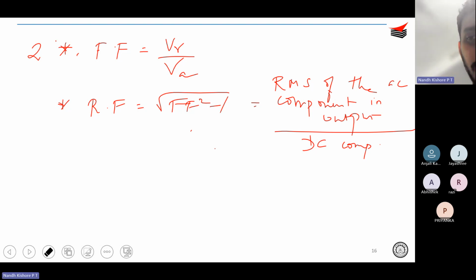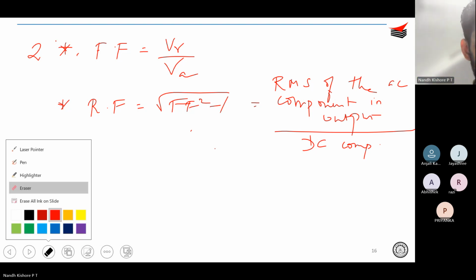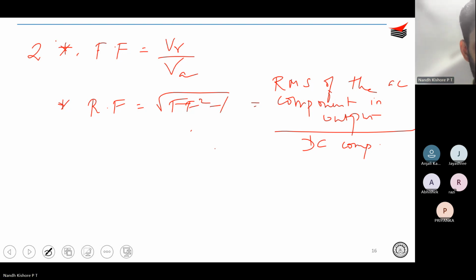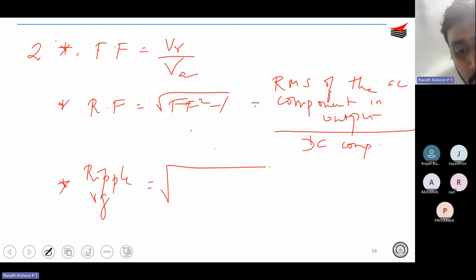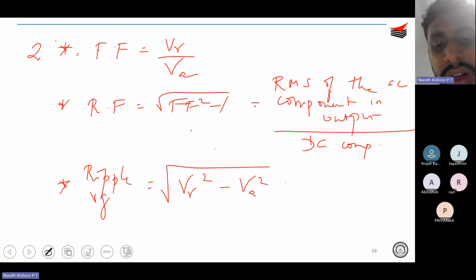Then how do you find out the ripple voltage? The ripple voltage is basically just the AC component, so it is root over V RMS square minus V average square. So form factor, ripple factor, and ripple voltage is basically root over V RMS square minus V average square.